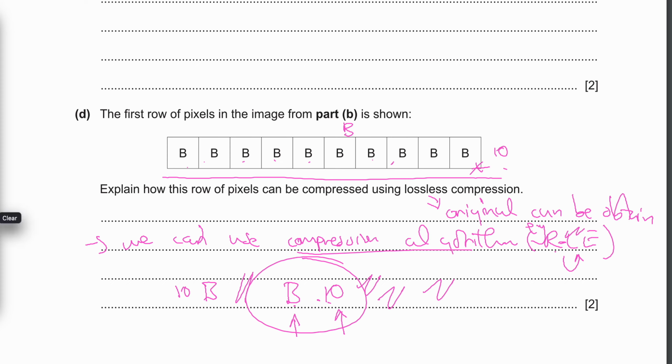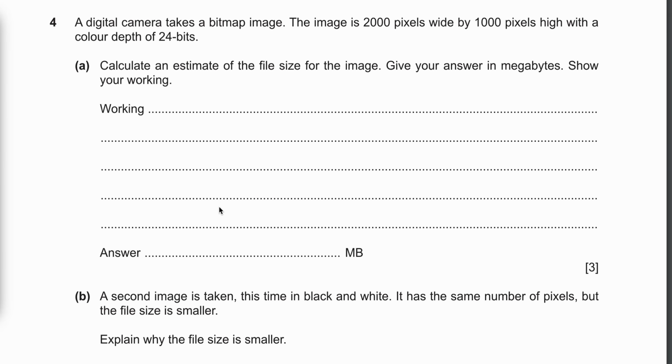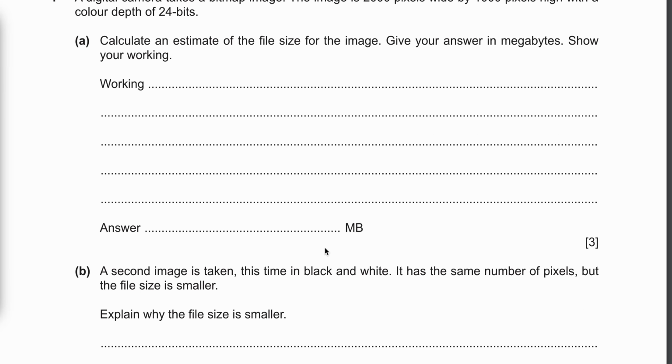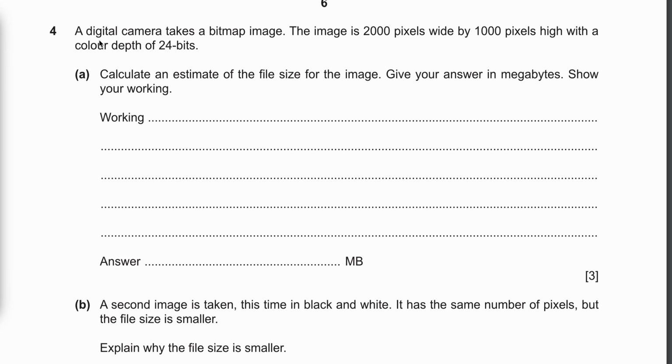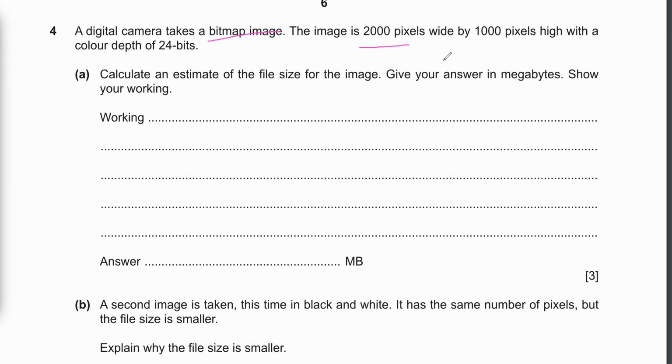I hope that is clear. So I'll clear this, then maybe I'll move on to the second question, which is coming in from May/June 2020, 9608 this time. A digital camera takes a bitmap image, 2000 pixels wide, 1000 pixels high. Calculate and estimate the image size.